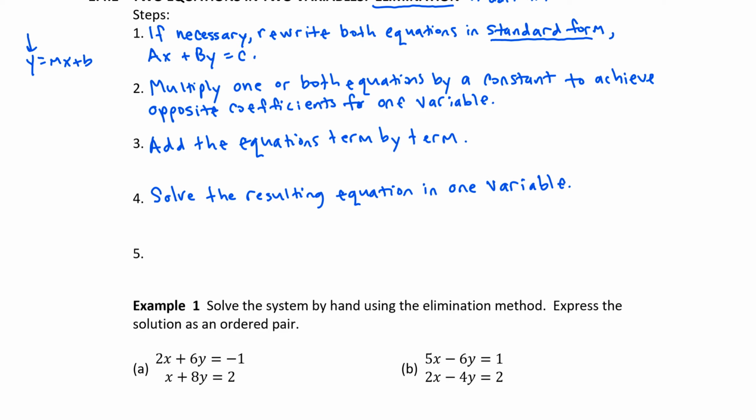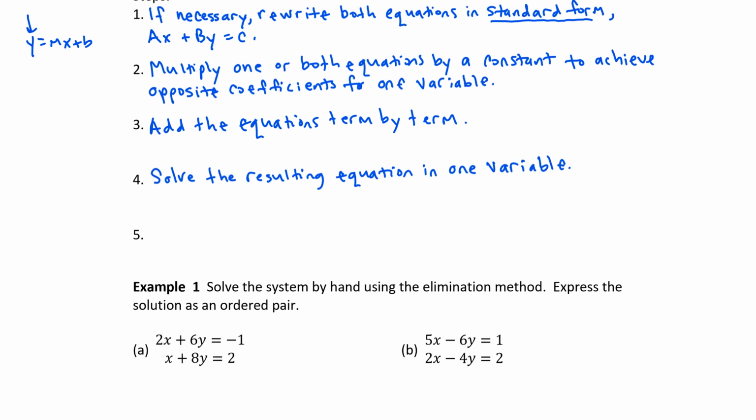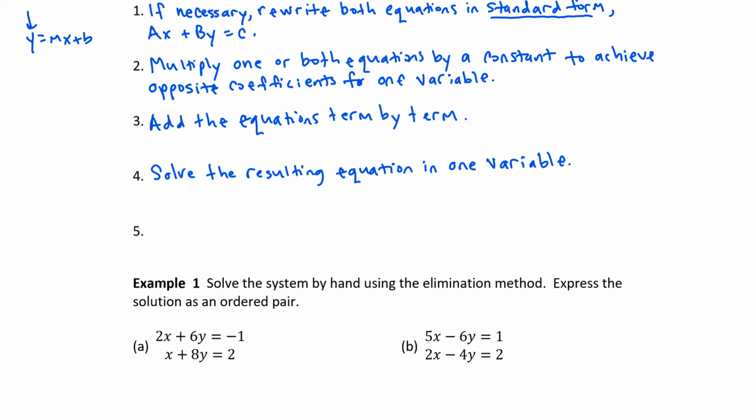That's going to give me half of my solution. Remember, my goal is to find an ordered pair solution that balances both equations simultaneously. So once I know the result of one variable, I'm going to use it to find the value of the other variable. So step 5, we're going to use something called back substitution. Back substitute to find the value of the other variable.